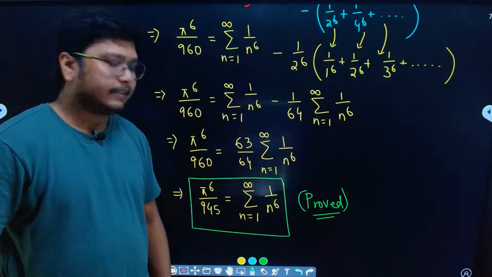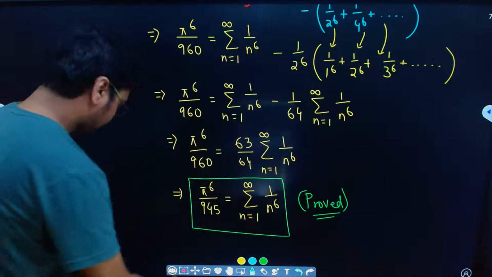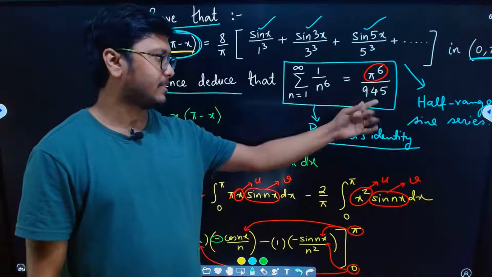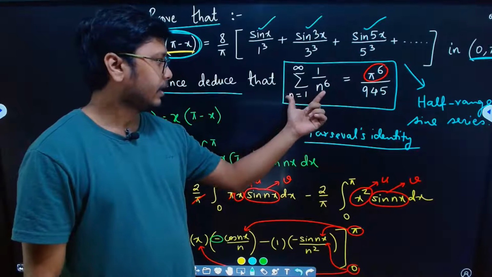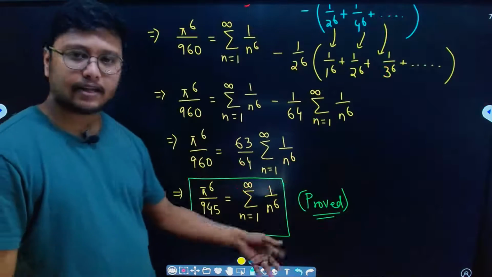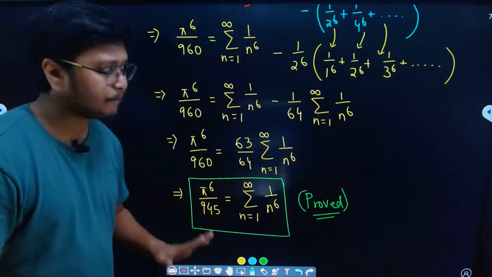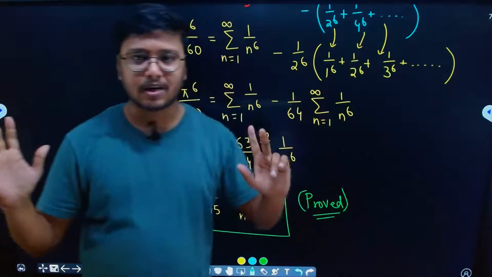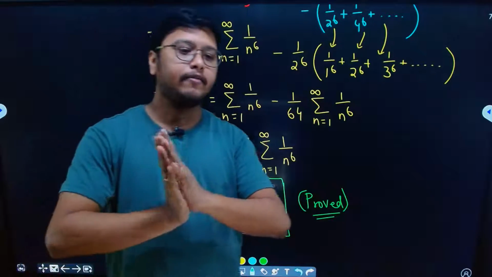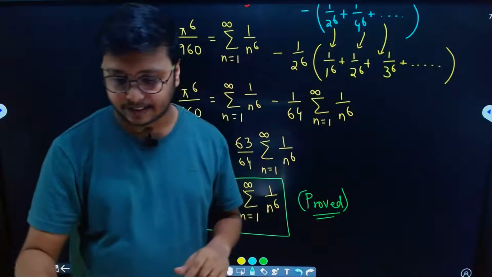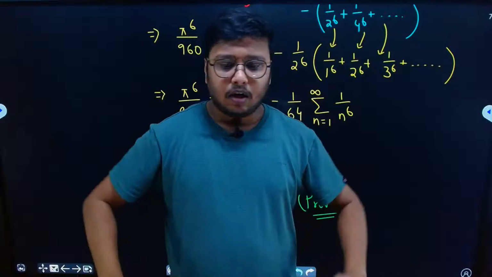so that's the required proof, and I guess let me just check the question. So I had pi to the power 6 by 945 equals summation n 1 to infinity 1 by n to the power 6, and we have got that using Parseval's identity, right? So as I told you that two sums will be 1 hour, and we are exactly standing at 59 minutes. So that was quite a nice guess. So that's it.